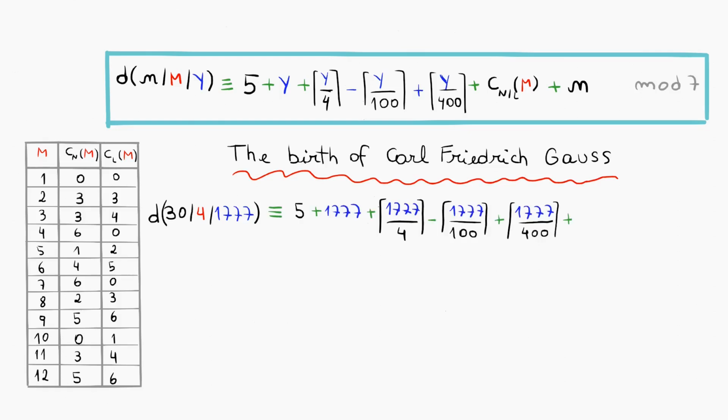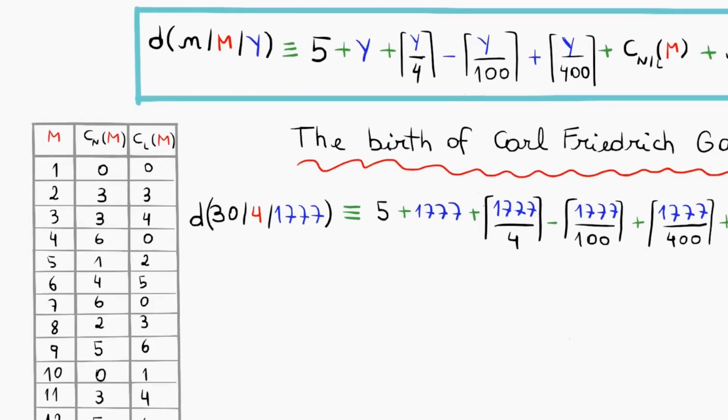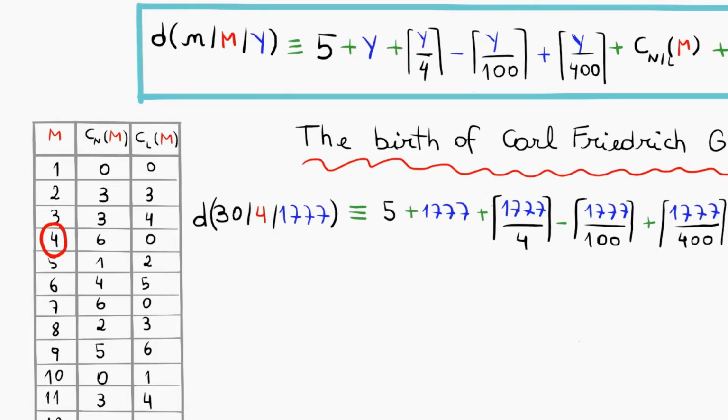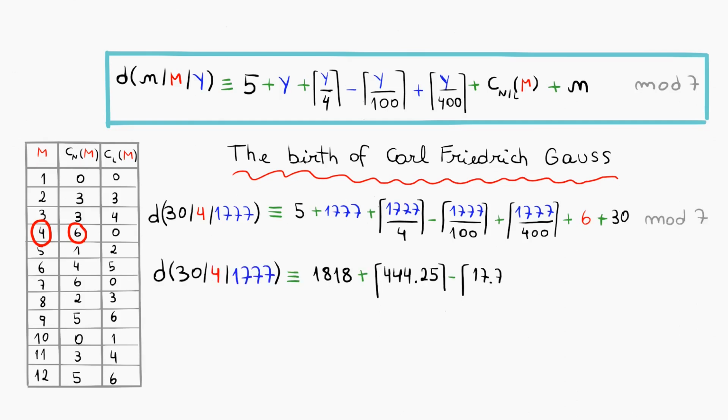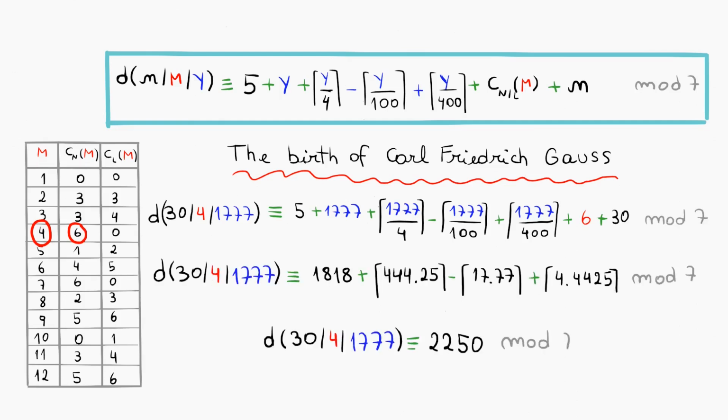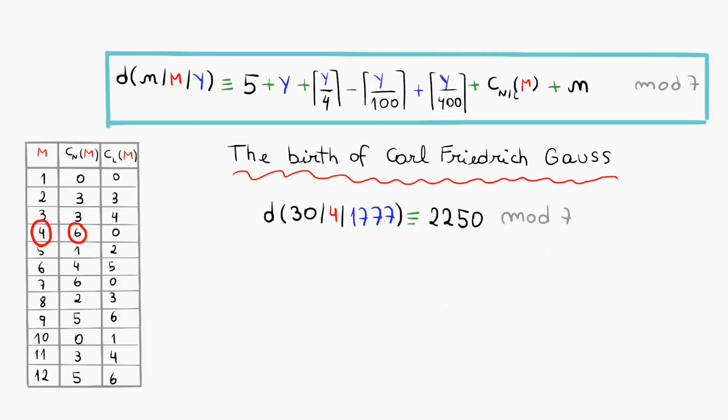Noting that Gauss was born in April of a normal year, we must consider C sub n of 4, whose value is 6. Working through the calculation, we discover that the Prince of Mathematics was born on a Wednesday. Amazing!